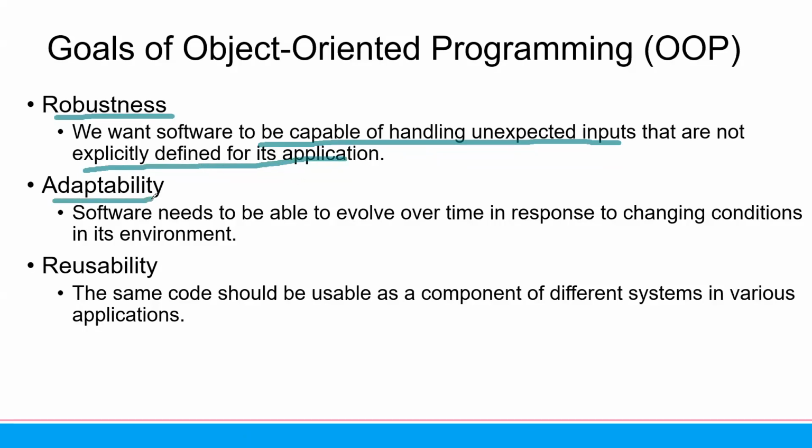Adaptability. The software needs to be able to evolve over time in response to changing conditions in its environment. Once you set how the object will work in your program, you can expand the object in object-oriented programming with some properties. And reusability. If you have the same code, but it has a different kind of application, you can reuse it.